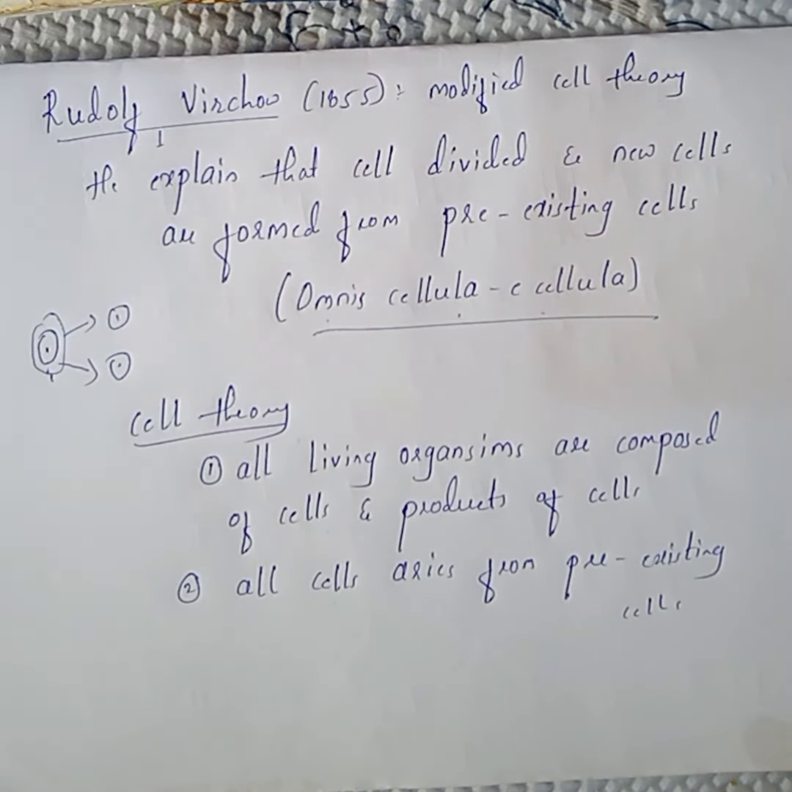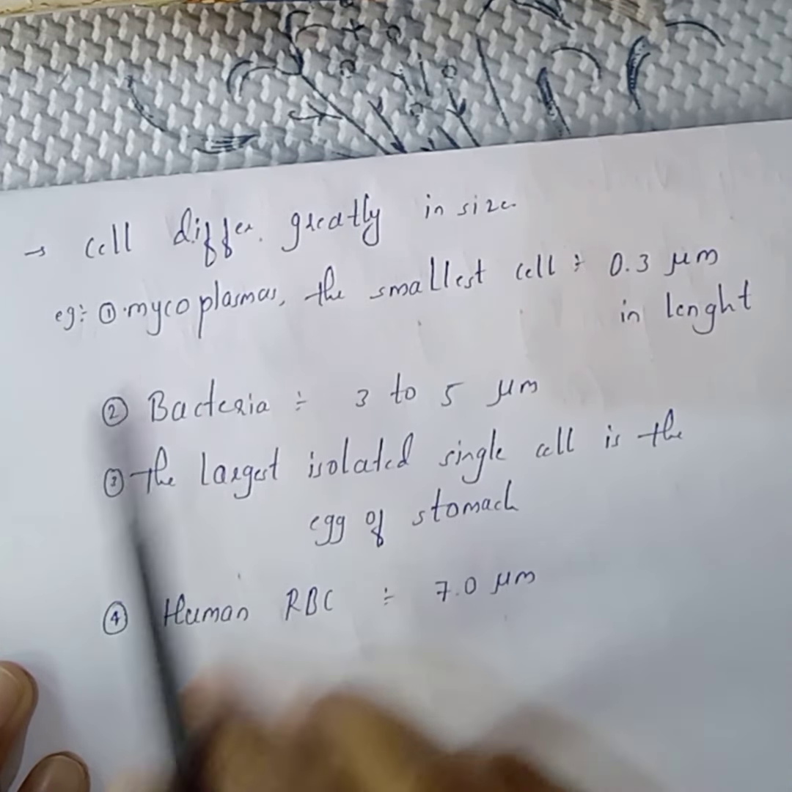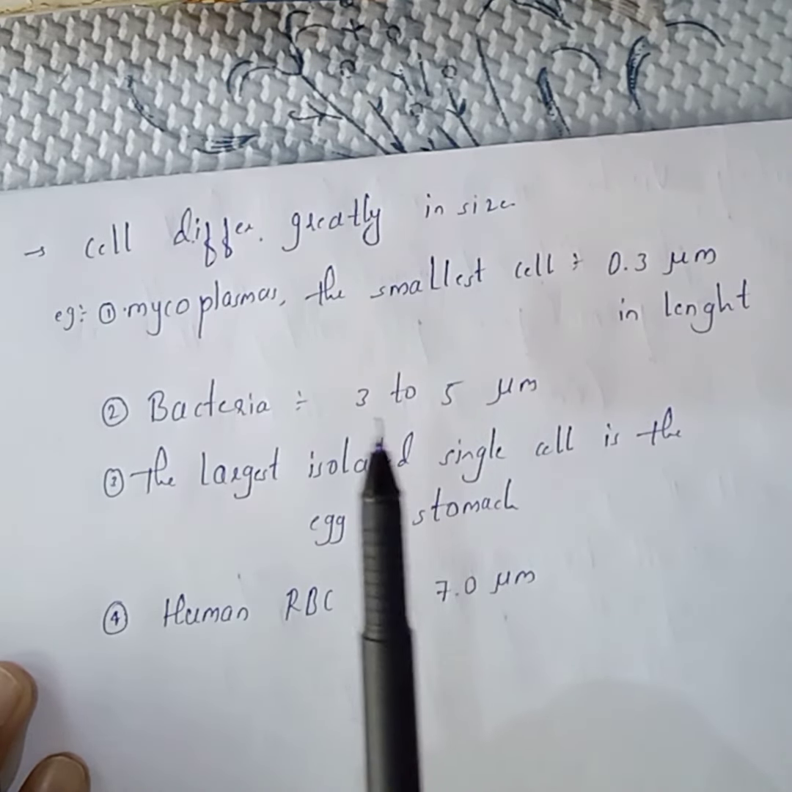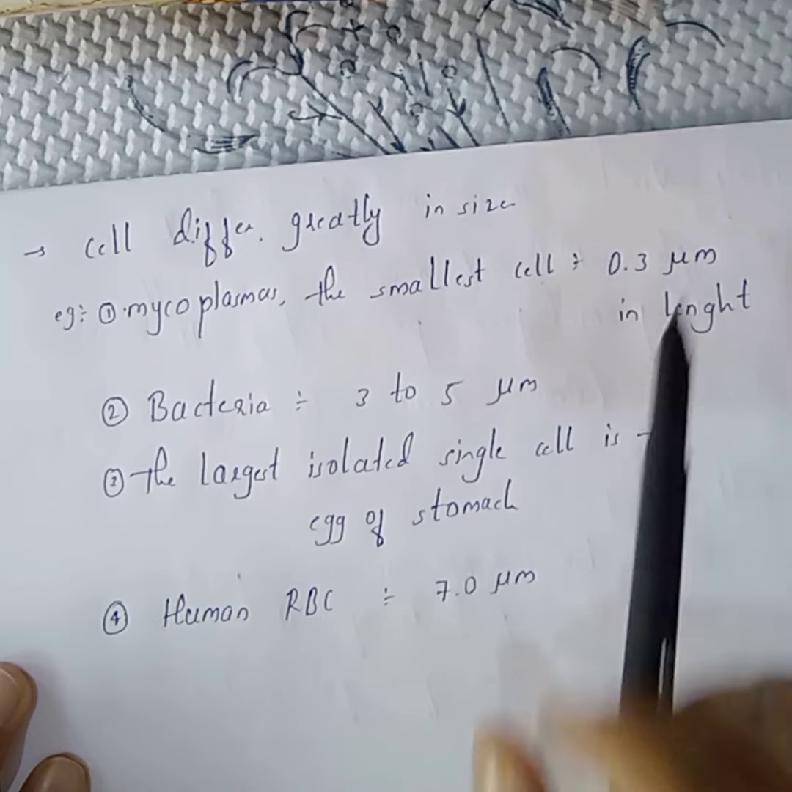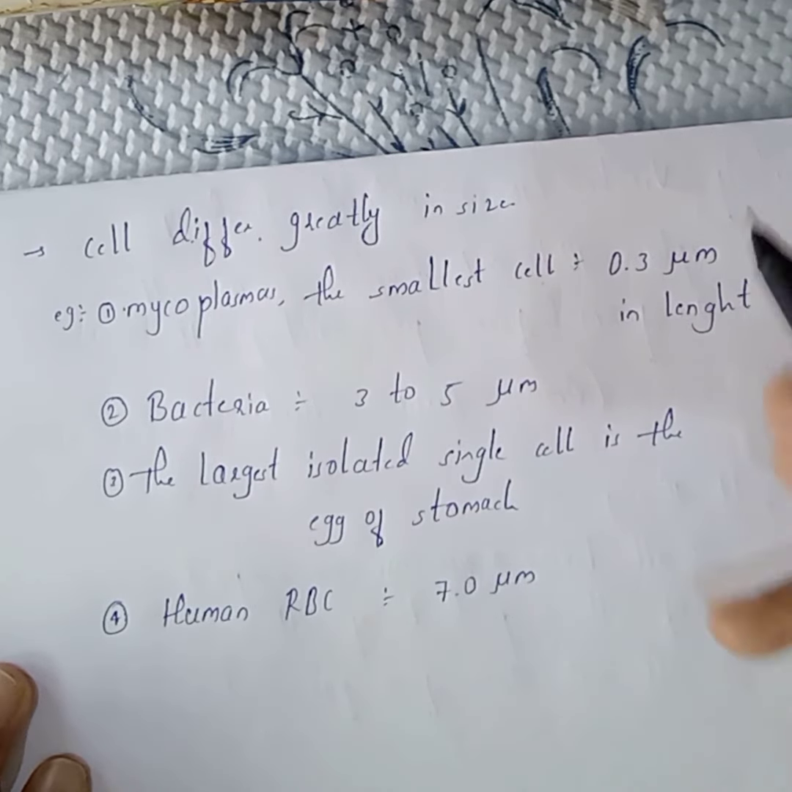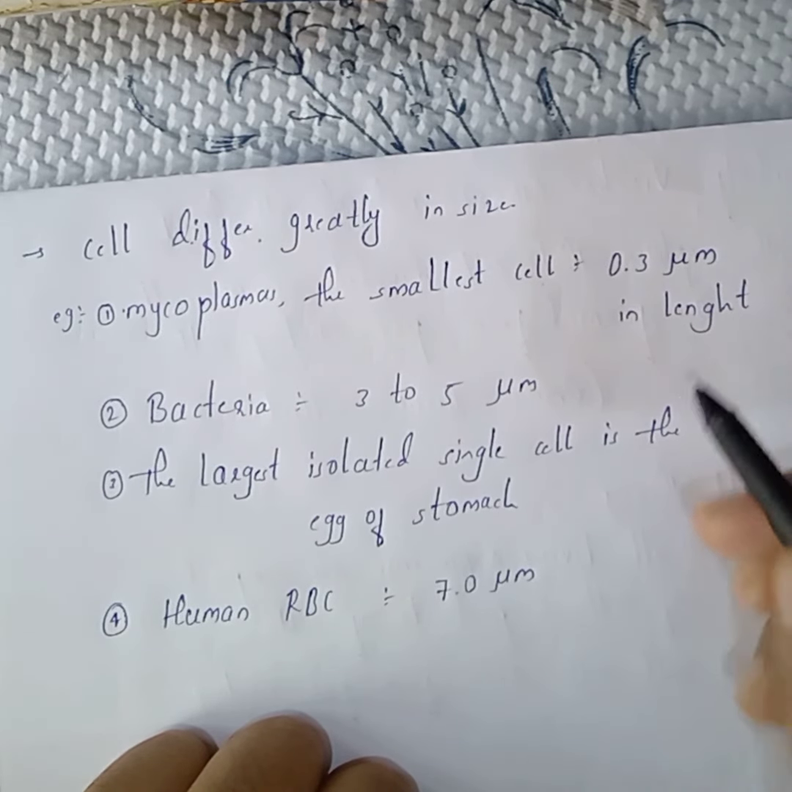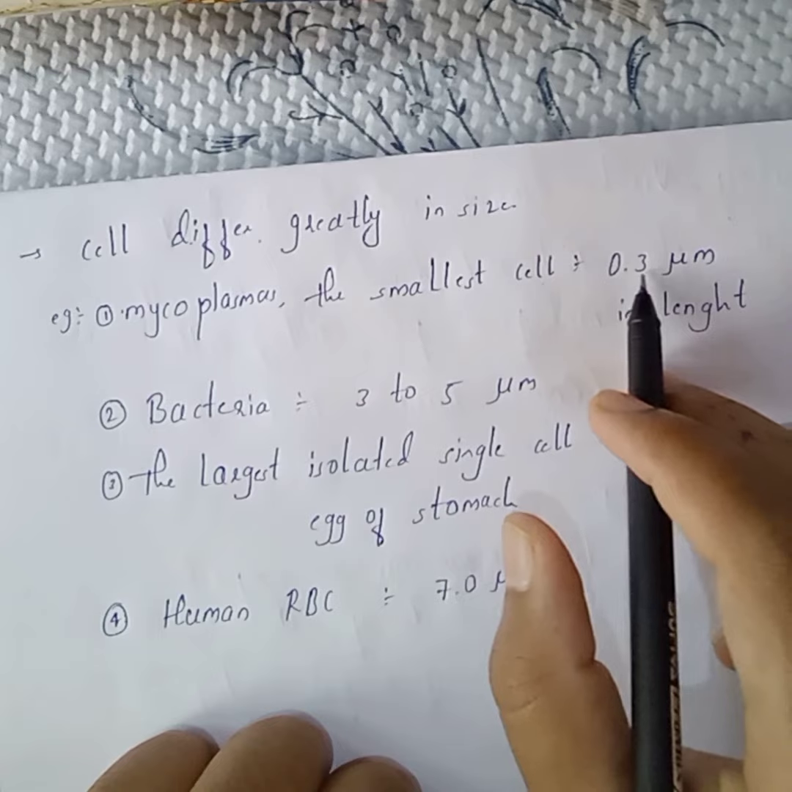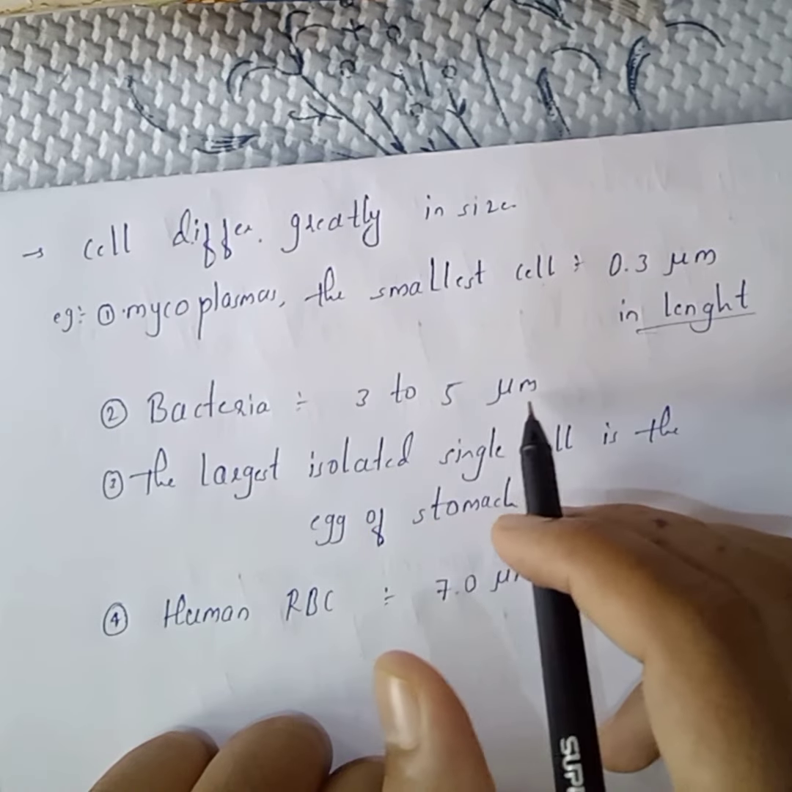In this video we are going to discuss that cells differ greatly in size. For example, NCERT gives Mycoplasma, the smallest cell. Mycoplasma is a unicellular organism with a size of 0.3 micrometer in length, not breadth. It is important, because in the exam they will confuse this. Bacteria are also 3 to 5 micrometer in length.